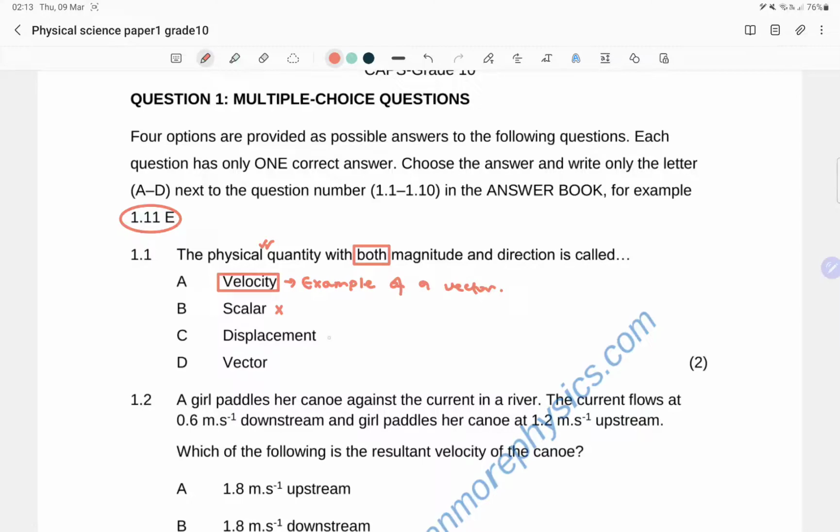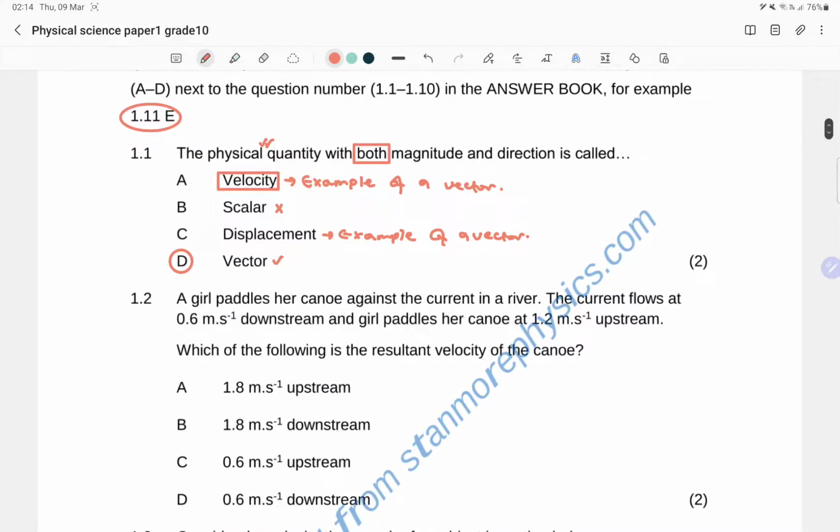Displacement is again an example of a vector. We were not asked what is an example, but the physical quantity is a vector quantity. So the answer is D. You can see that A and C are not necessarily wrong, but they are not a definition of a vector. Here we're trying to define what is a vector quantity.